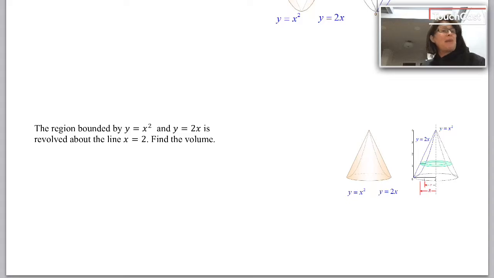I see this picture here, that I have a vertical axis of revolution, so I'm going to have to take horizontal slices. The thickness is going to be a dy, a small change in the y. And I can imagine if I took that slice, there's going to be a big hole in the middle, because the wing-shaped region between y equals 2x and y equals x squared is not straight up against the axis of revolution, x equals 2.